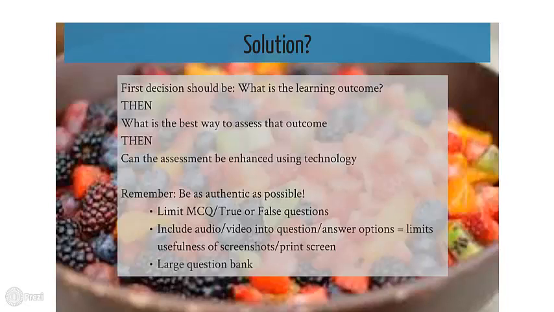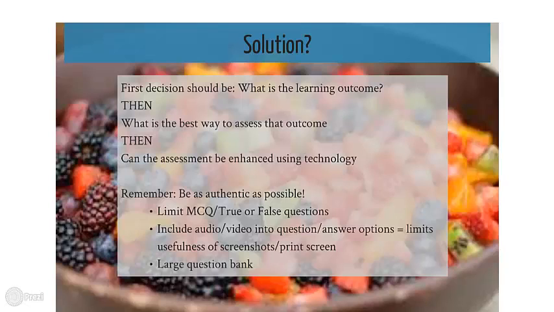But remember that if you are using e-assessment, be as authentic as possible. Limit the MCQ true-false questions that is literally just click, click, click. There are ways of including audio or video into your MCQ questions, which limits the ability for students to almost do screenshot printing for cheating purposes, but also makes it a more authentic assessment. There are cases at the university where people are adding in videos in health sciences, a video of a patient interview, and then asking questions about what the possible diagnosis could be in a multiple choice question.